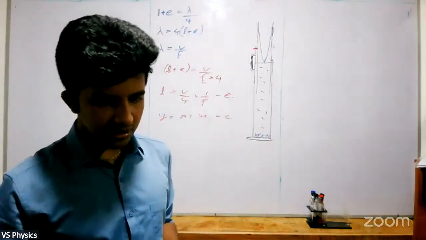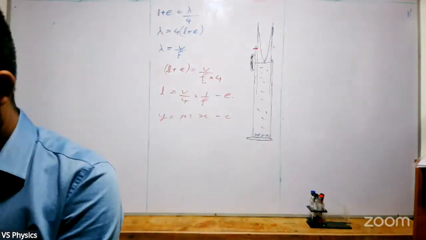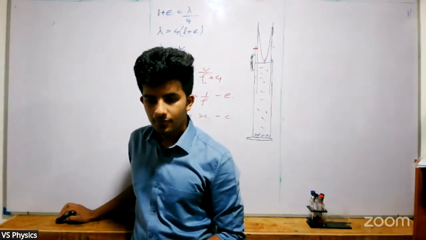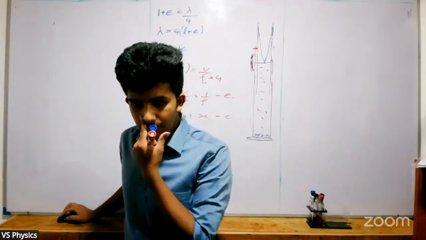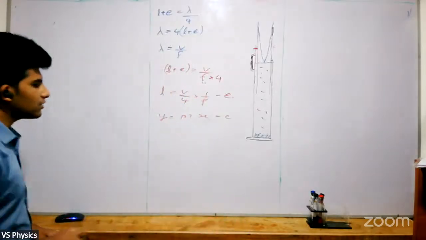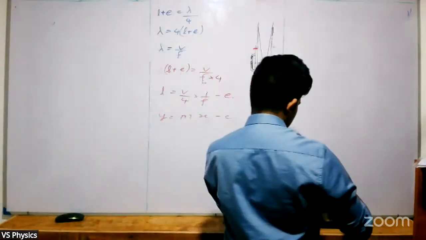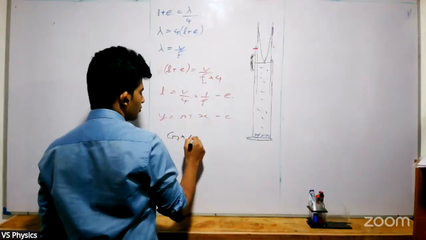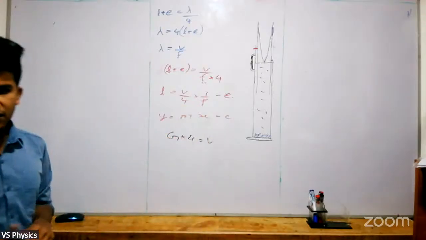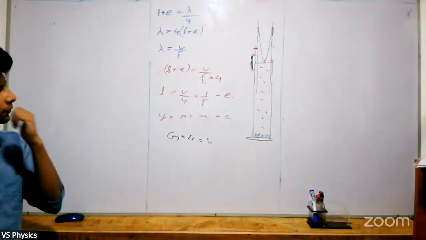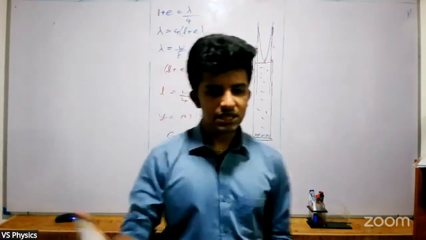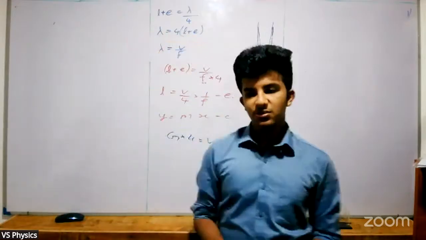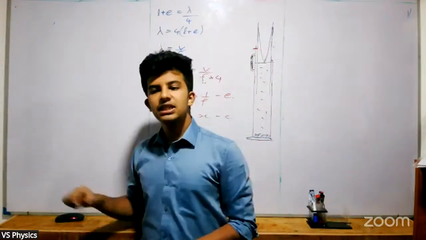By plotting L against 1 over F, at the end of the day, how are you going to find velocity? Gradient times 4 is equal to velocity. That's how we are going to find velocity. So that's all the equations and theories. Do you have any doubts? Otherwise, all the theories applied in yesterday's experiment will apply here as well.